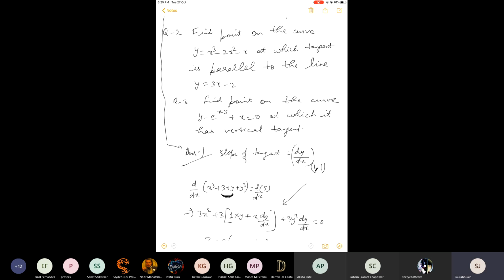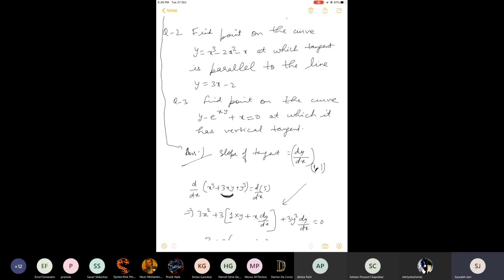Okay, can anyone tell me what you will be doing in the second question? Forget the calculation part. Find the point on this curve at which the tangent is parallel to the line. How to use this? So we can equate the slope dy by dx to the slope of y equals 3x minus 2, which is 3, right?